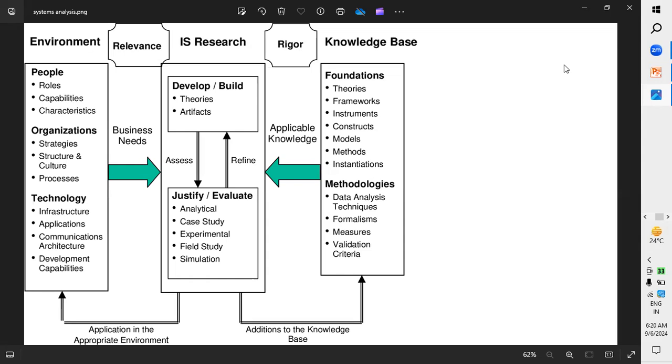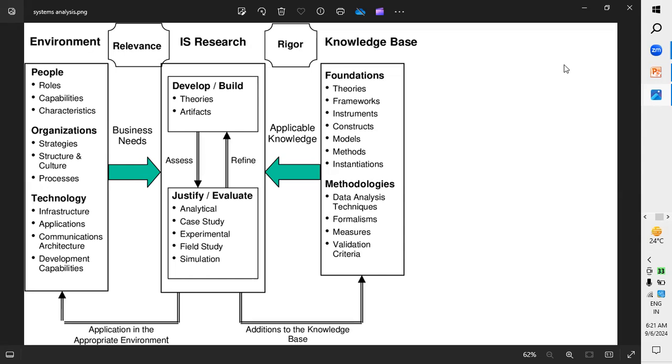So one is infrastructure, one point. Second, the applications part. Third was the communication architecture. The fourth one is called development capabilities. Development capabilities means when we are developing an application and all, what capabilities do we have? I am talking about the facilities point of view. Development capability, nothing but the facilities point of view.